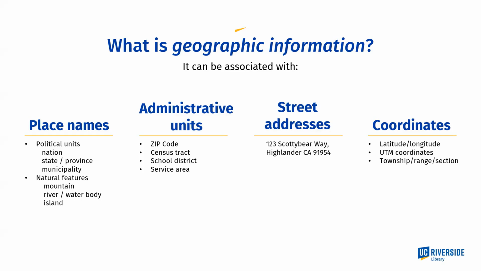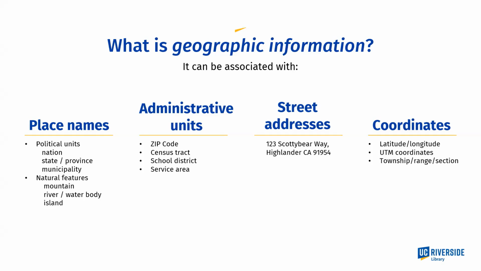The third type is a street address. And in modern GISs, for the most part, they have built in them the ability to recognize an address. If you are loading maybe a spreadsheet containing addresses into a GIS, it will be able to plot points correlating to those addresses. And then finally, coordinates.